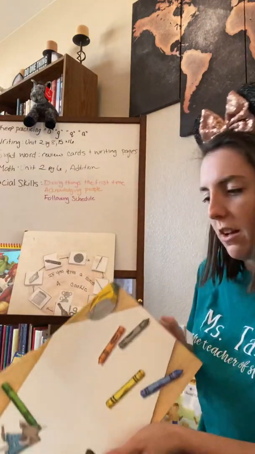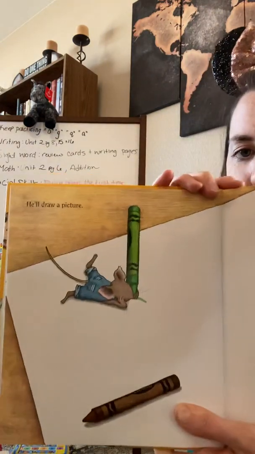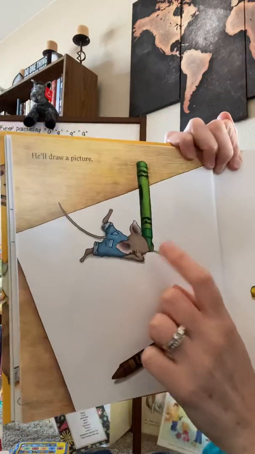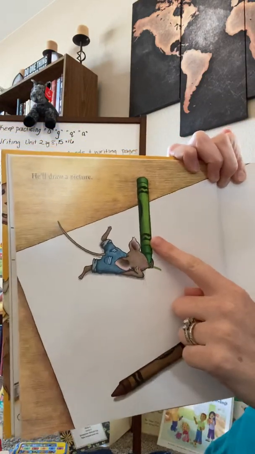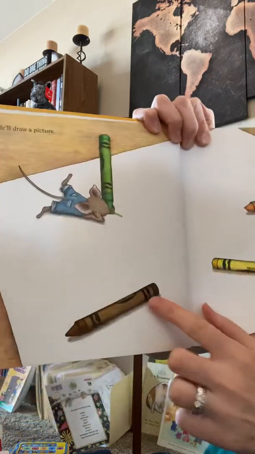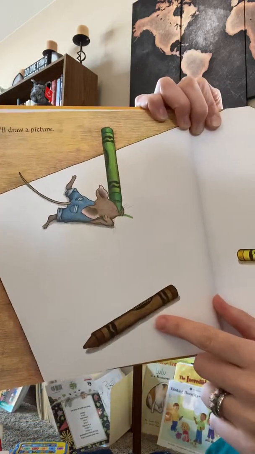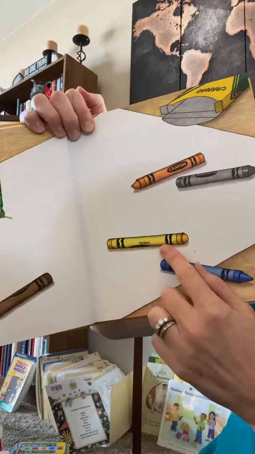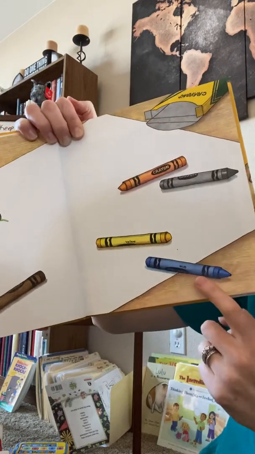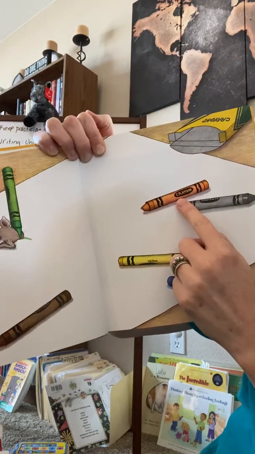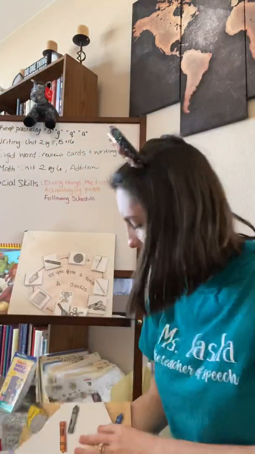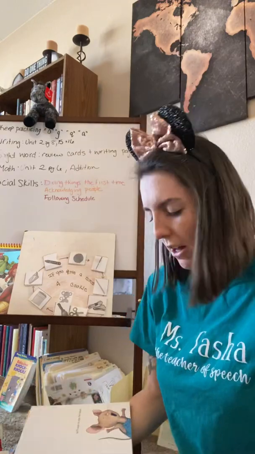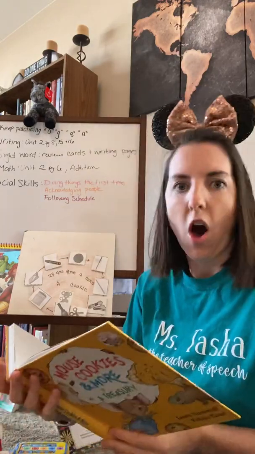Let's keep reading. So he'll draw a picture. All right, what is he doing? He's coloring. What color crayon? Green. What color? Brown. What color crayon? Yellow, blue, orange, and gray. He's got lots of different colors. I wonder what he's gonna draw.